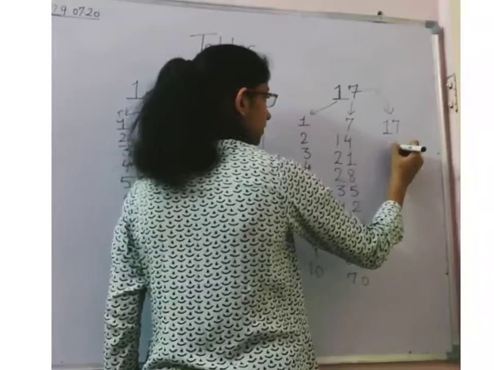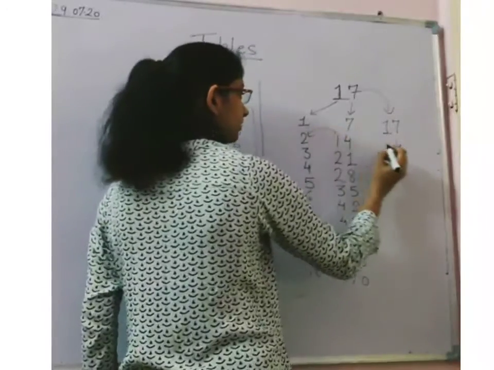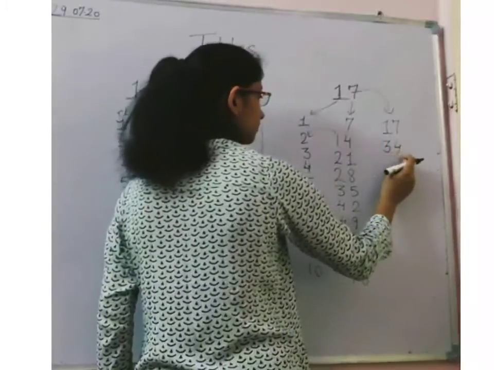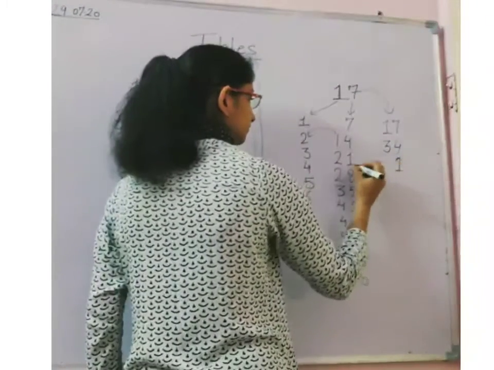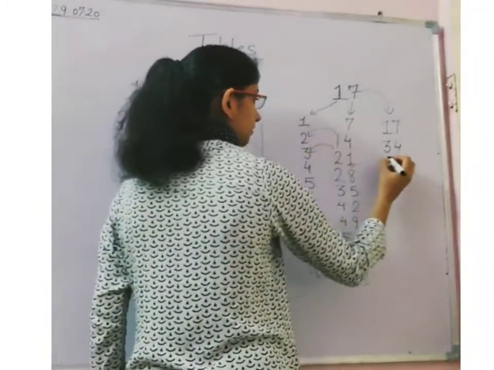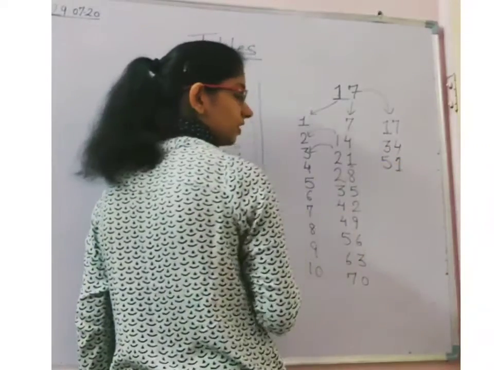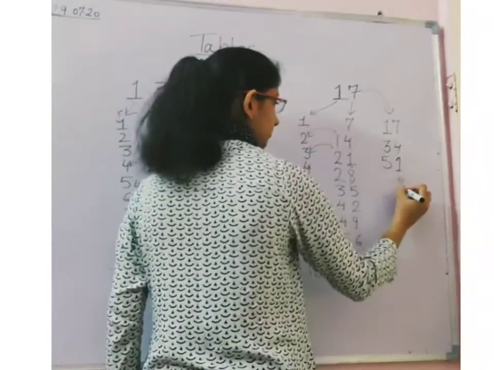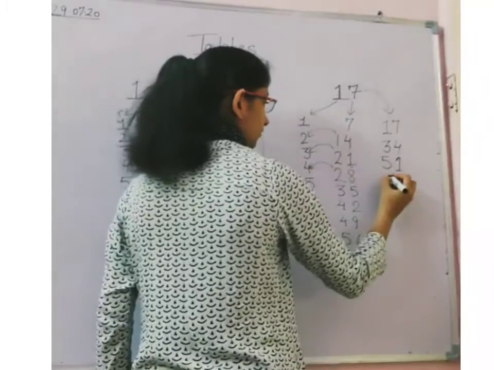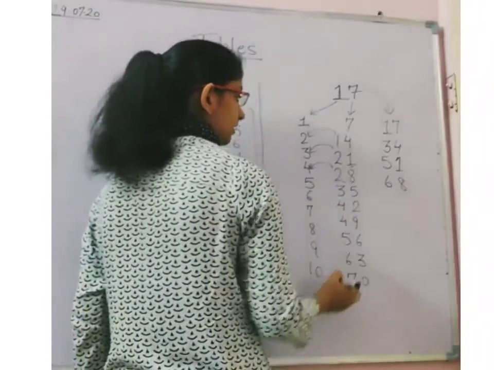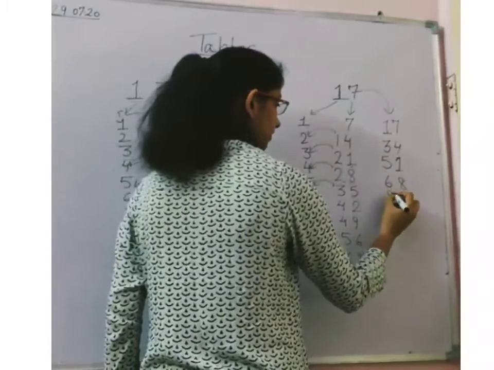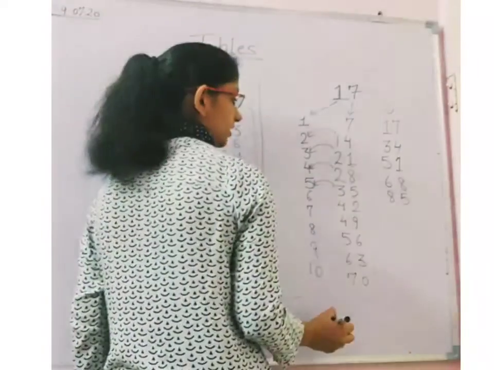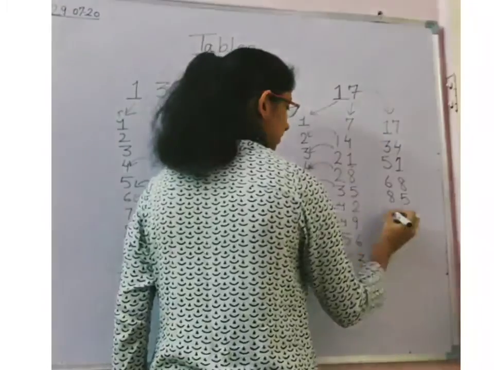So when I talk about the table of 17, it will be 7 and 1. 17, then again 4 will be written here. 1 will be added to 2, 34. 17 twos are 34. 1 will be written here. 2 will be added to 3, 5. 17 threes are 51. Next again 8 will be written here. 2 will be added to 4. 17 fours are 68. 5 will be written here. 3 will be added to 5, 85. 17 fives are 85.